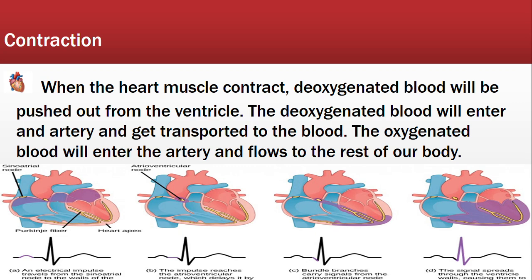Contraction. When the heart muscle contracts, deoxygenated blood will be pushed out from the ventricle. The deoxygenated blood will enter an artery and get transported to the lungs. The oxygenated blood will enter the artery and flow to the rest of our body. So in this picture you will be able to see how the contraction of the heart muscles occurs.